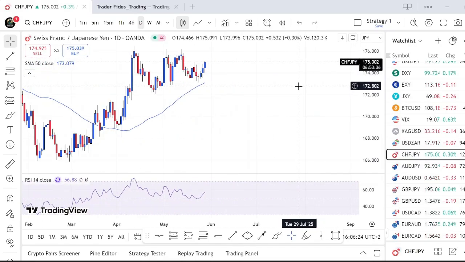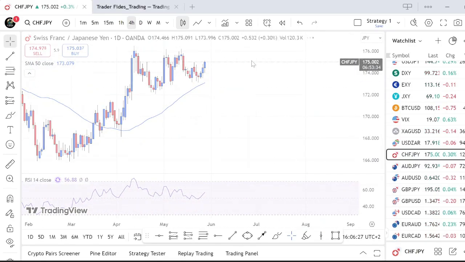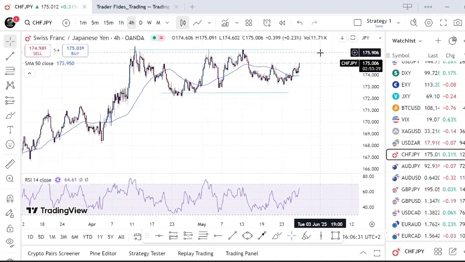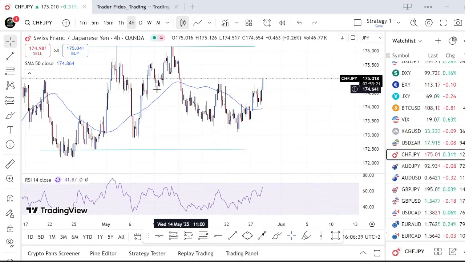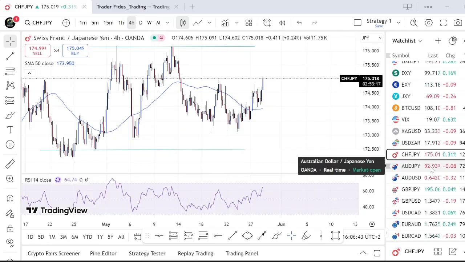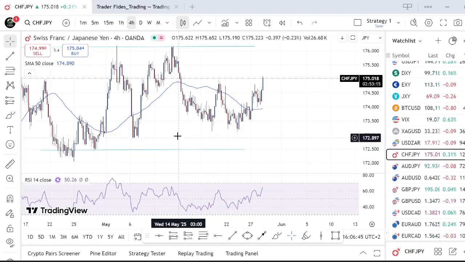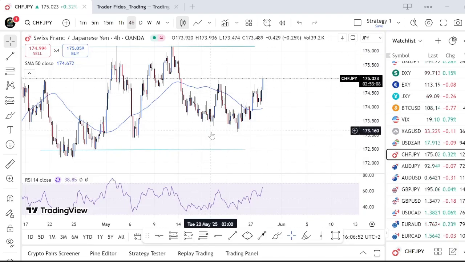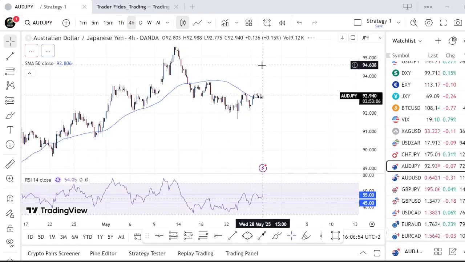CHF JPY, very choppy market at the moment. If I drop into the 4-hour time frame, we can see we are in a consolidation zone between 176.2 and 172.5, and it's moving very slowly with very low momentum, so not much intraday opportunities for me to capitalize on there. Not to mention the fact that it isn't exactly tapping these supports and resistance levels, and it's having its turnaround points in the middle of the zone.